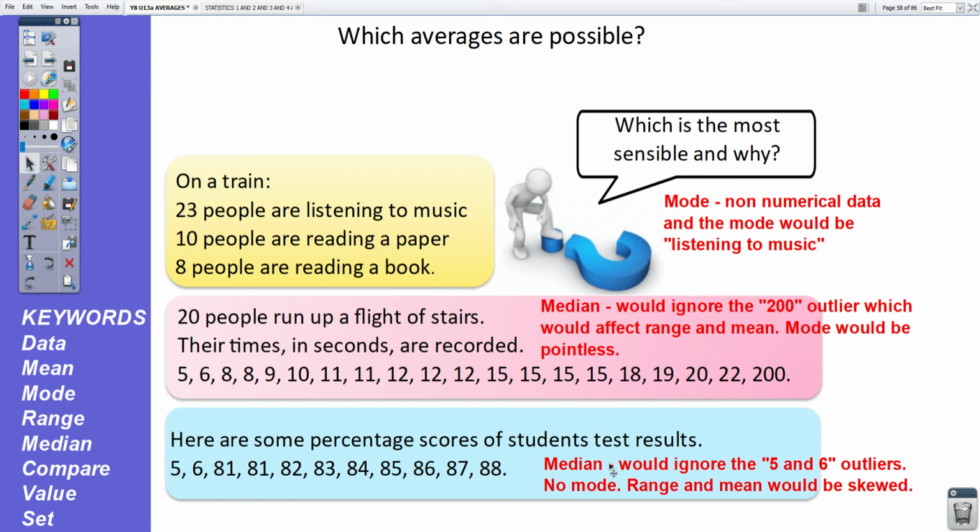Here are some percentage scores of students' test results. Again, here the median would be most appropriate. It ignores these outliers at the start, the 5 and the 6, and it gives a very good idea of where the average is for the group. There's no mode, all individual values here. And the range and mean would both be skewed by the 5 and 6 at the start. So they're not worth bothering with. Median only. Moving on.